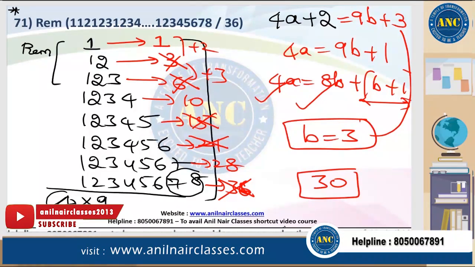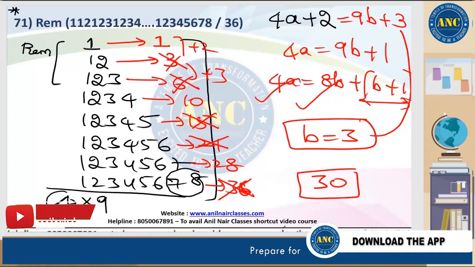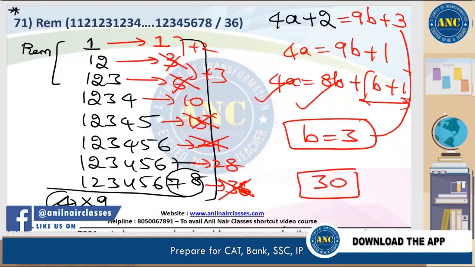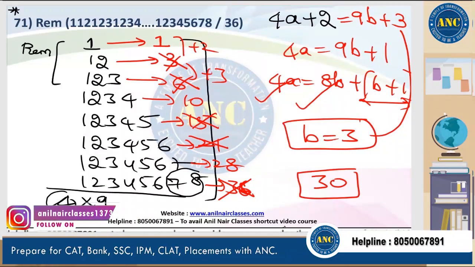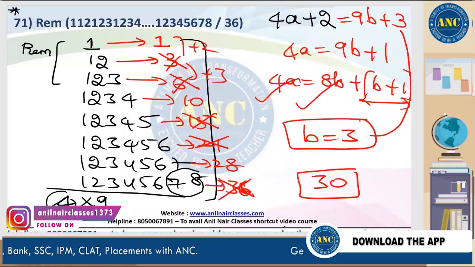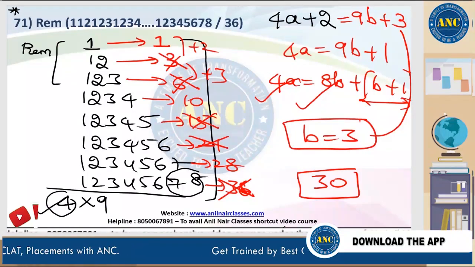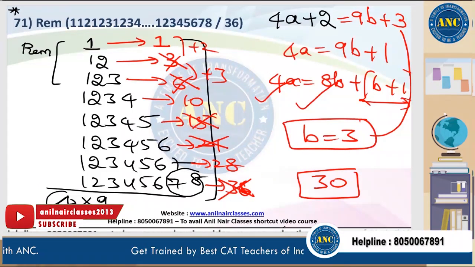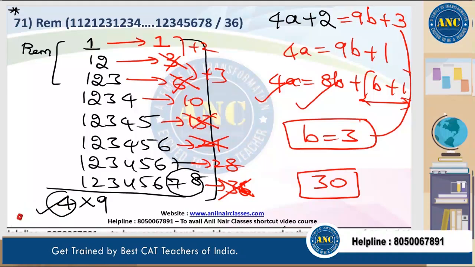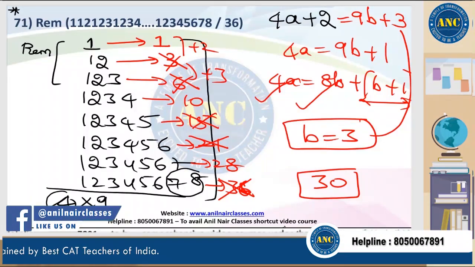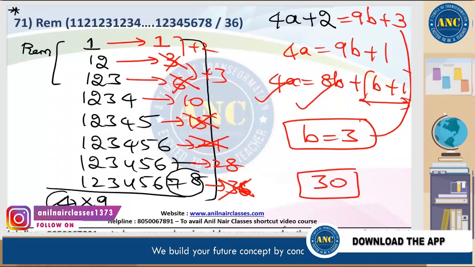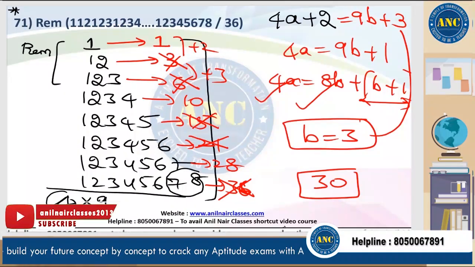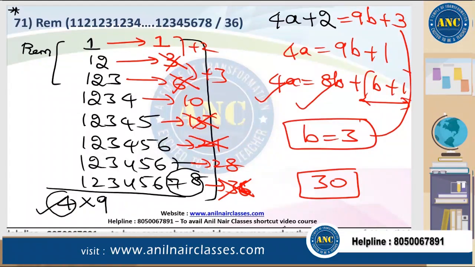When divided by 36, 36 is 4 into 9. The divisibility rule of 4 is that the last 2 digits should be divisible by 4. 78 is divisible by 4: 4 19s are 76 plus 2 remainder. When divided by 9, instead of adding the digits, what you can do is: 1 is 1, 1 plus 2 is 3, 1 plus 2 plus 3 is 6. Here first I am adding 2, then 3, then 4, then 5, then 6, then 7, then 8.